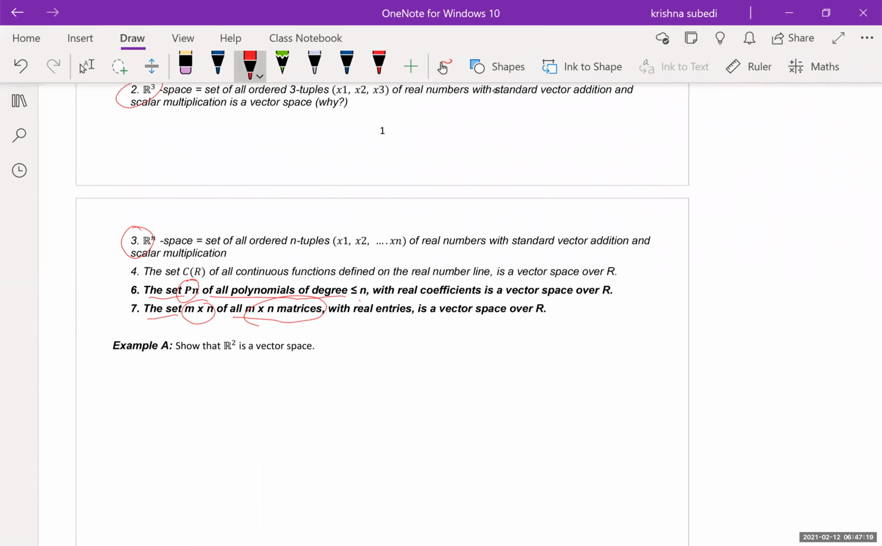Now let's look at one simple example. We want to show that R2 is a vector space. It means we have to show that the space R2, I think you know what R2 means, right? R2 means this space, this Cartesian coordinate, is a vector space. That's what we're going to prove now.